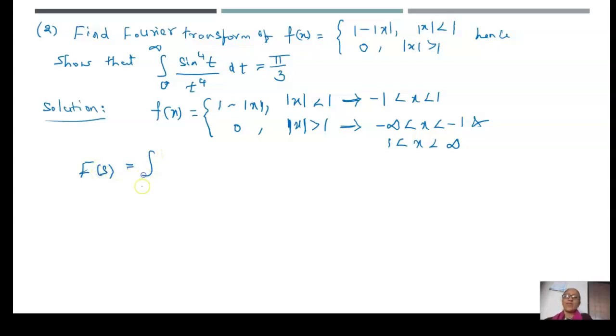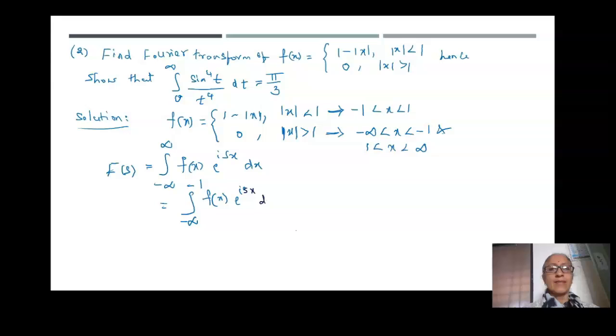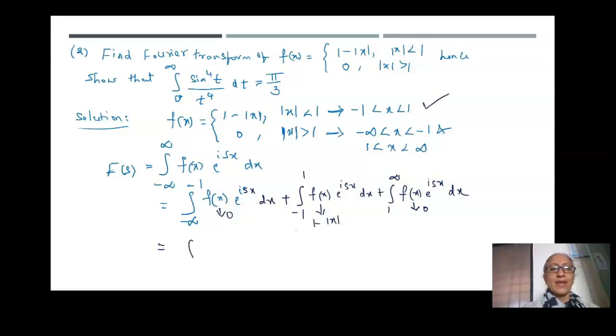So Fourier transform F of s equal to integral minus infinity to infinity f(x) into e power isx dx, which is integral minus infinity to minus 1 f(x) e power isx dx plus integral minus 1 to 1 f(x) e power isx dx plus integral 1 to infinity f(x) e power isx dx. Now in the interval minus infinity to minus 1, f(x) is 0. Again in the interval 1 to infinity f(x) is 0. But in the interval minus 1 to 1 f(x) is 1 minus mod x. So we can write this as integral minus 1 to 1 f(x) e power isx dx.